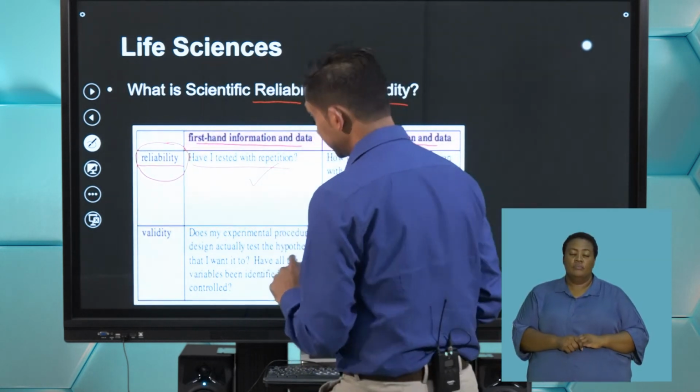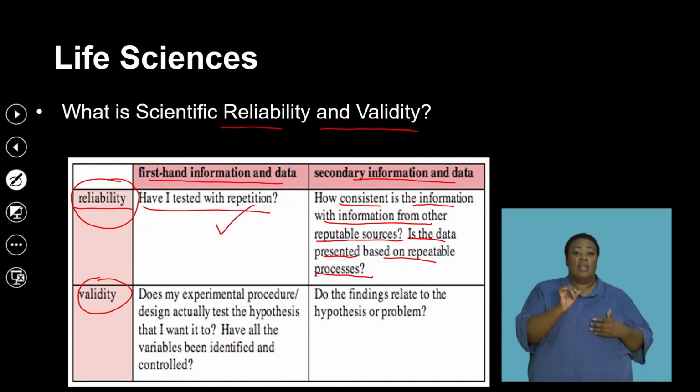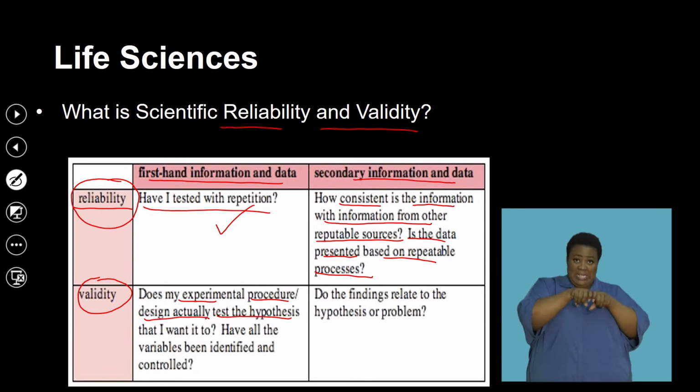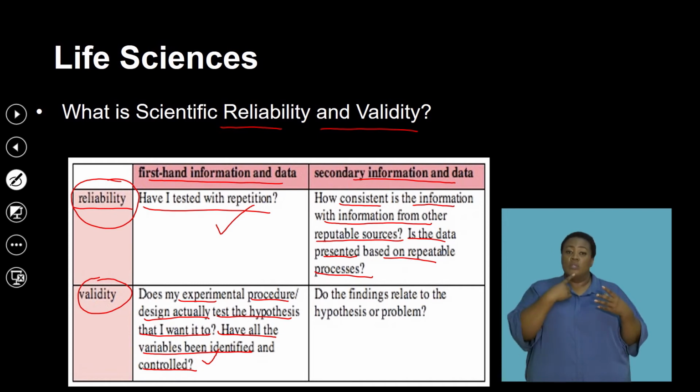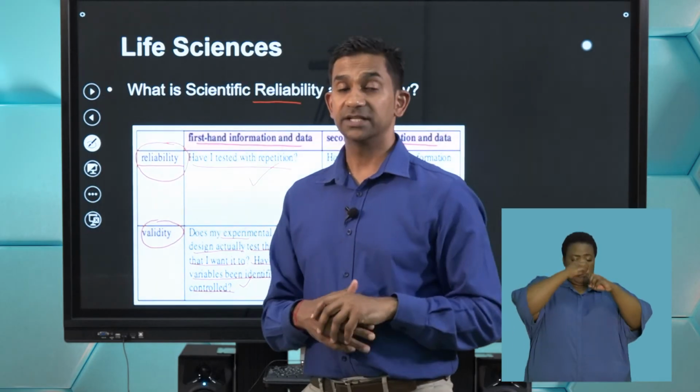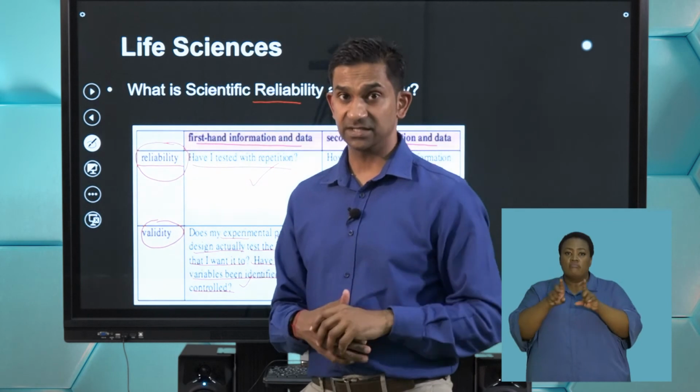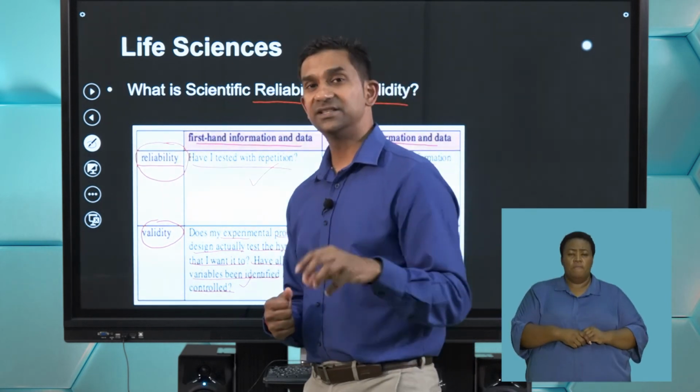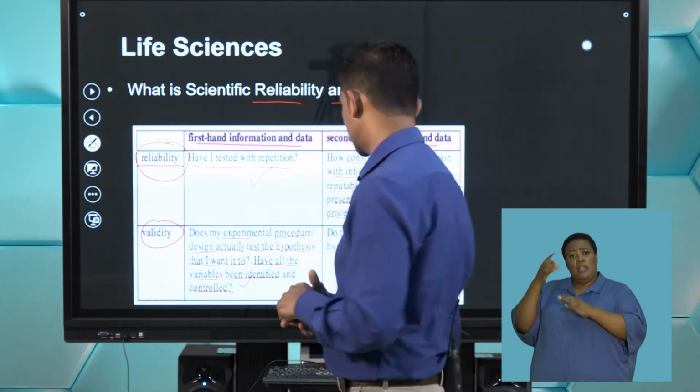Let's look at validity in the context of primary or first-hand information and secondary. So does an experiment procedure design actually test the hypothesis that I wanted to? Have all the variables been identified and controlled? And if you answer all these questions correctly, we refer to that as being a valid experiment producing valid results. We can also look at validity in the context of secondary information.